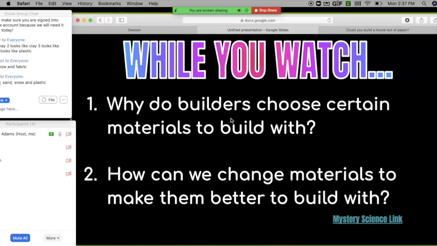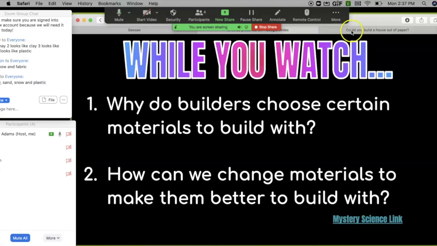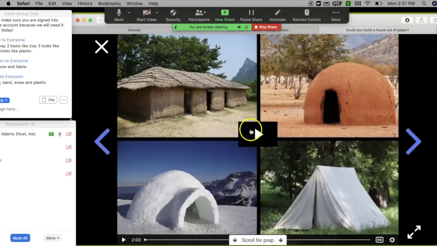The first thing I want you to think about is, why do builders choose certain materials to build with? As you're watching the video, if something pops into your head, feel free to write it in the chat session, and then we will take a look at it after the video. The second question that I want you to think about is, how can we change materials to make them better to build with? Okay, so we're thinking about 2 things: why builders choose materials and how we can improve them to build with. Okay, so while the video is on, if something pops into your head, please write it in the chat session, and then we'll talk about it after the video.